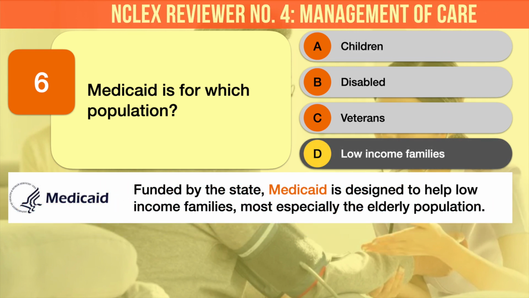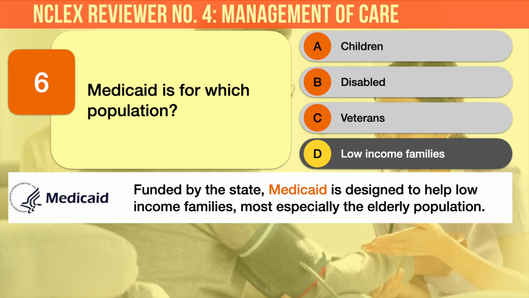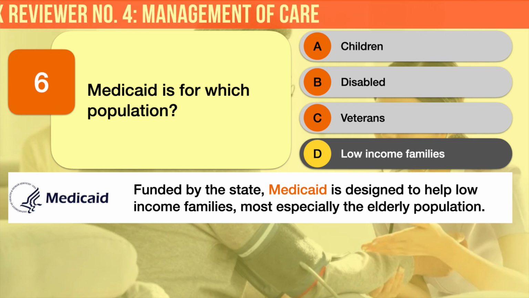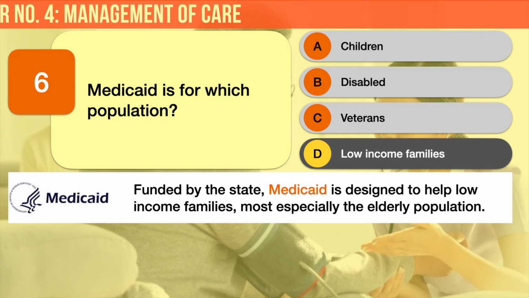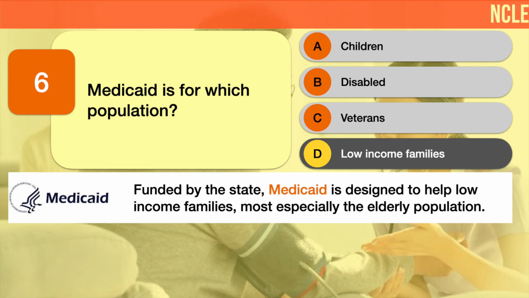The correct answer is D. Low-income families. Medicaid is designed to help low-income families. It is funded by the state. Medicare, on the other hand, is for the elderly population.